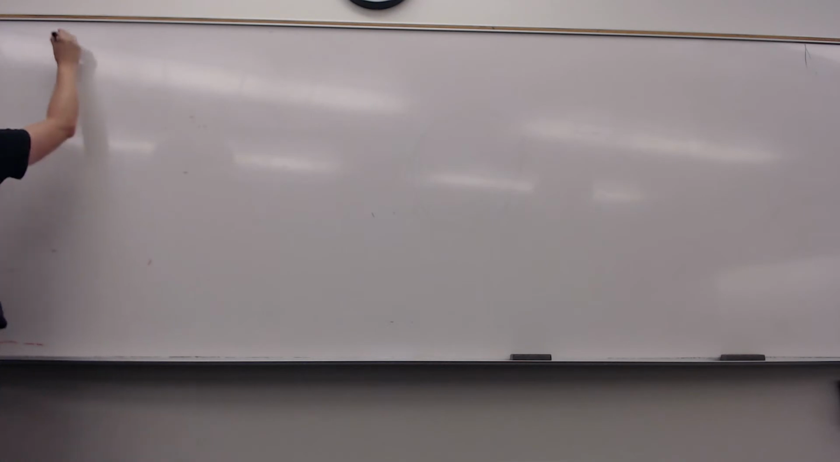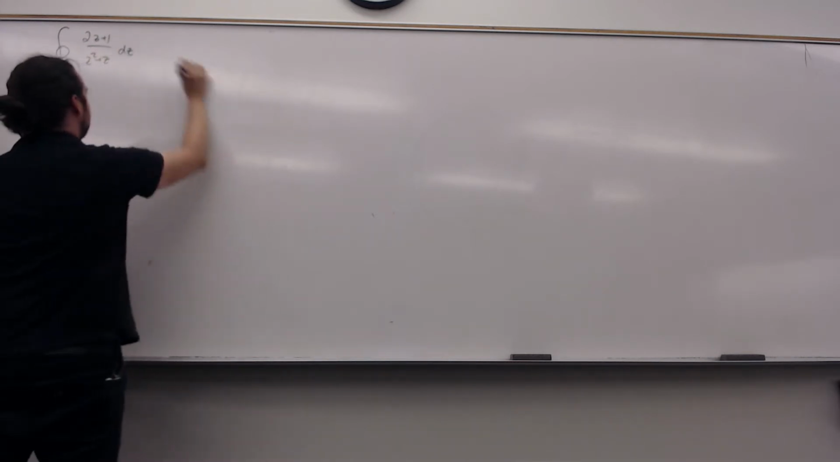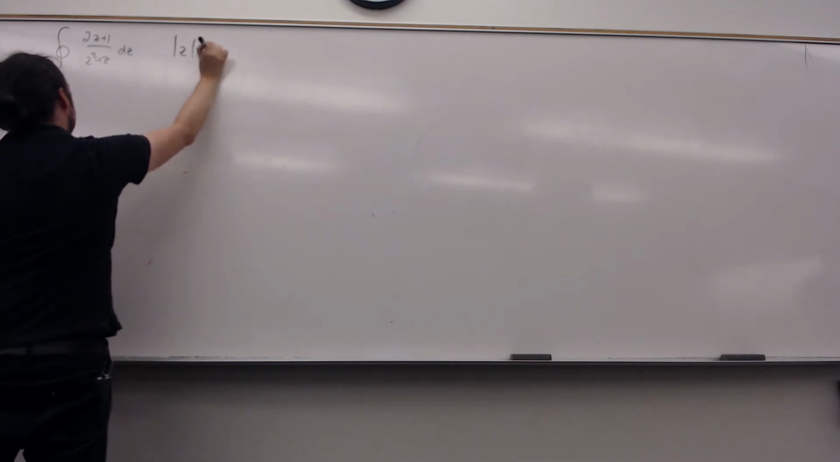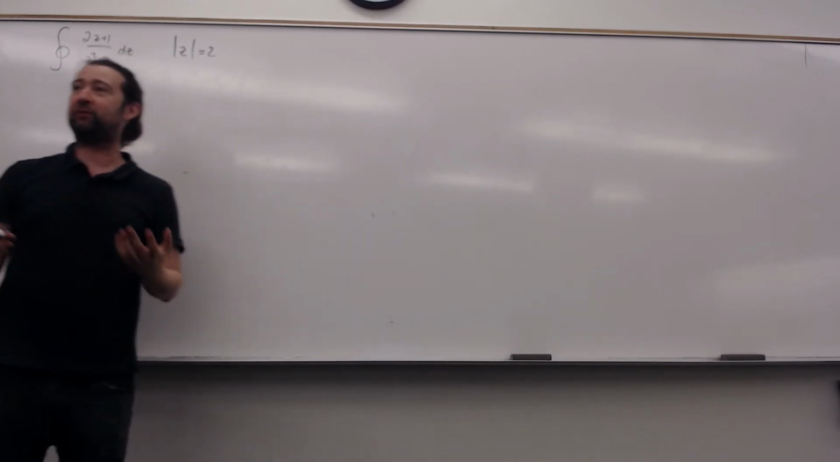Let's remember that what we were looking at was this integral, I think it was (2z + 1)/(z² + z) dz, and the contour that we were integrating over was |z| = 2. So we're going to do this integral again, but carefully. And all the questions about orientation and the missing terms will be answered because I will do it correctly this time.